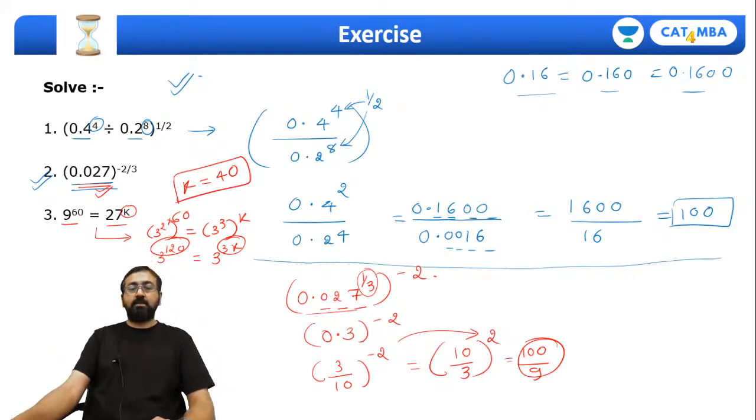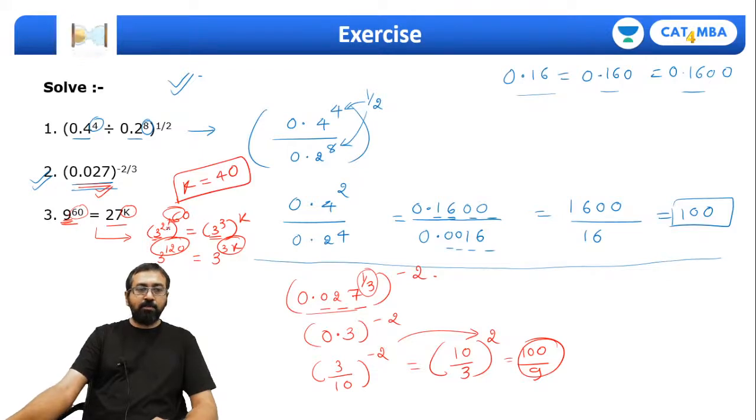This is the answer. Yes, have you all understood this? Once again, what we did is, first of all, 9 I wrote as 3 square whole raised to 60 power as it is, and this 27 I wrote as 3 cube, this power k as it is. These 2 powers will multiply with each other, so 2 into 60, it's 120. So left hand side is 3 raised to 120, right hand side is 3 raised to k.